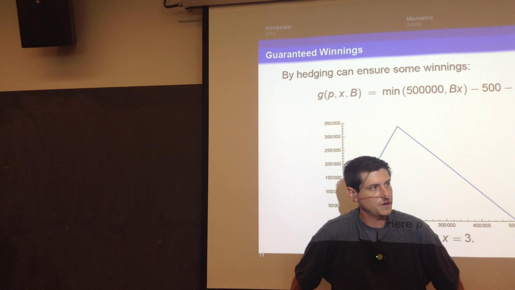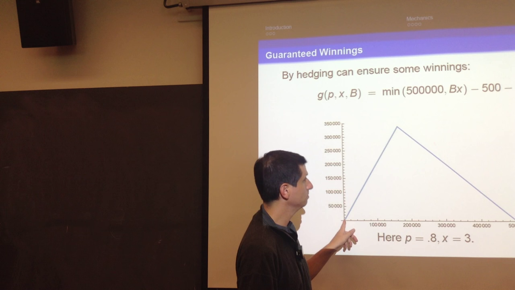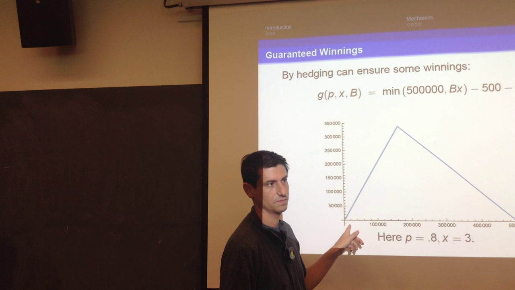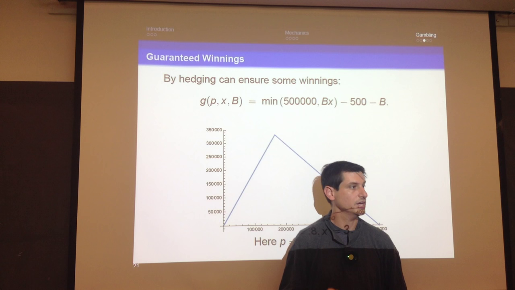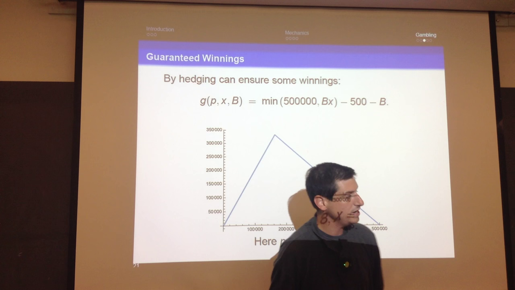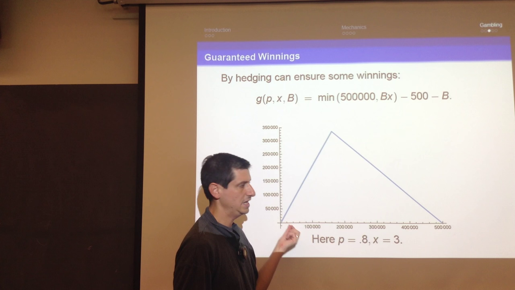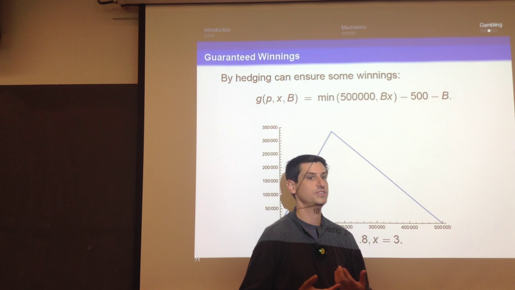So if B equals 0, is it possible that I make money? Let's say I don't put any money on the Giants. Is it possible that I could make some money? Yes. How would I make money? The Patriots win. Is it possible I could make no money? Yes. If I bet nothing on the Giants, I could end up with nothing. If I bet a huge amount on the Giants, I'll guarantee myself something.